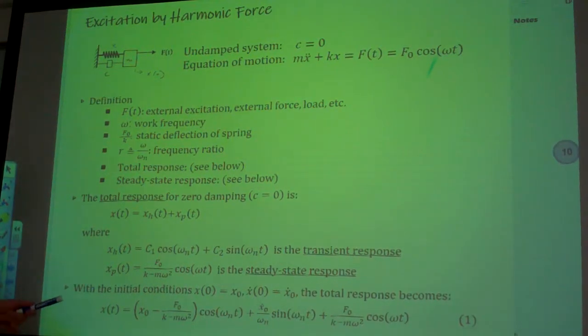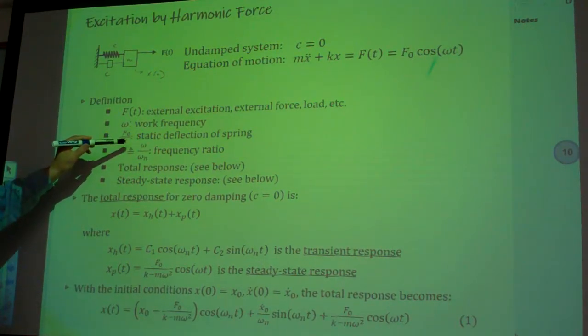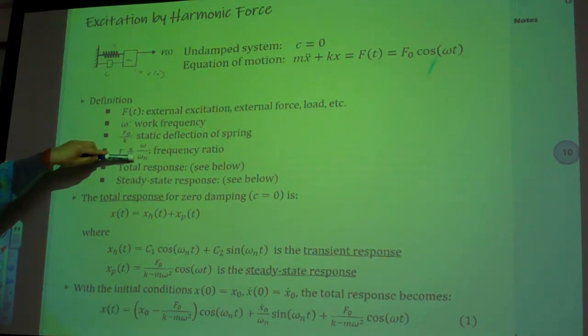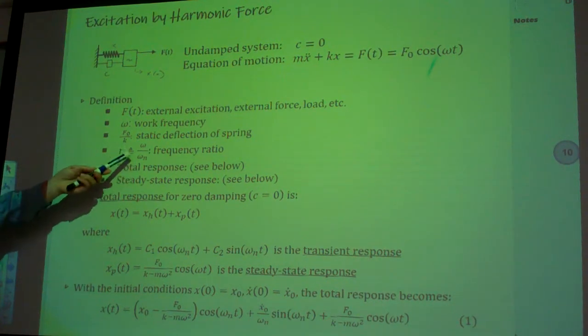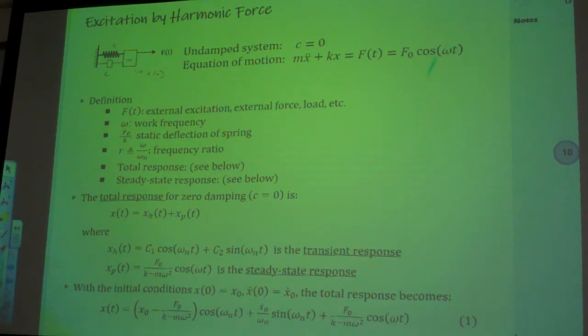We also consider the frequency ratio. The frequency ratio is the ratio between the working frequency and the undamped natural frequency. Again, this is a parameter. Depending on the omega we choose, the ratio will change.